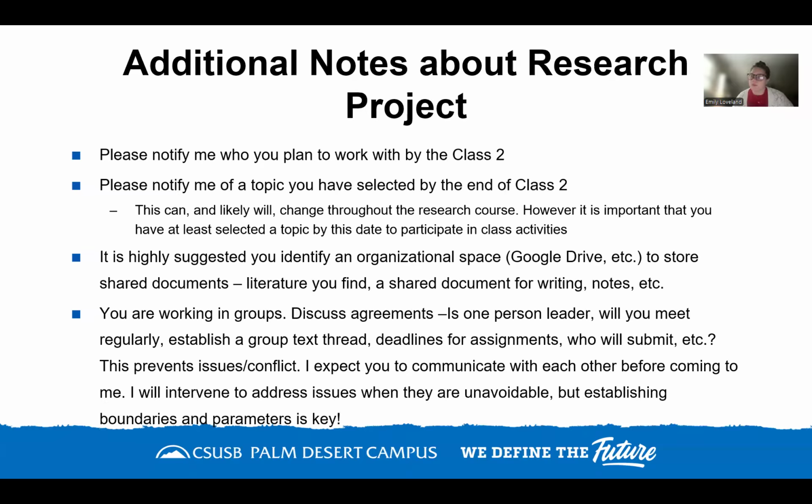If you're in groups, definitely find an organizational space, whether it's your OneDrive, your Google Drive, or wherever to store documents, because there's probably going to be several versions. You're probably going to want to find a way to store your literature that you find, maybe notes as you sort of navigate through these different papers, that sort of thing. And I highly suggest discussing group agreements. I'm happy to help you navigate any issues you have through your groups, but my expectation is that you've had that conversation with each other before you come to me. So if you come to me with an issue in your group, my expectation is the other group members are aware that an issue is occurring.